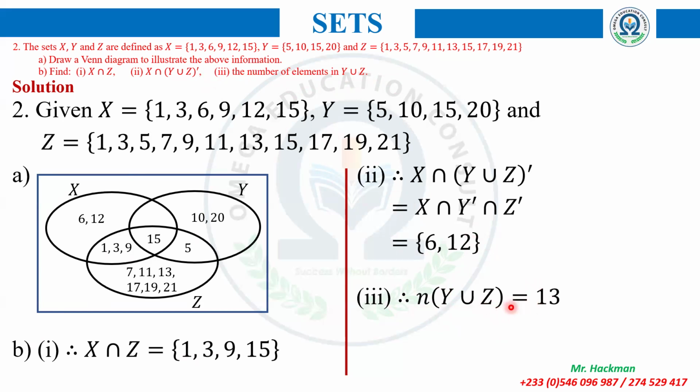That will be equal to, so you need to look at the elements making up your Y, which is this, and your Z. You are going to count. Remember, you are looking at the number of elements, so you are looking at the cardinality. It will not be a set, it will be a value. So you count the elements in these: 1, 2, 3, 4, 5, 6, 7, 8, 9, 10, 11, 12, 13. So 13 becomes your answer.